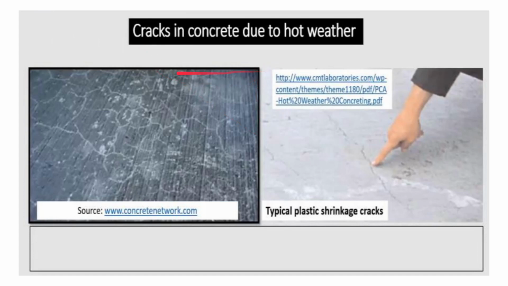So here, as you can see, cracks in concrete due to hot weather. Observe here, these are various types of plastic shrinkage cracks which are occurring. Plastic shrinkage cracks, drying shrinkage cracks, and also thermal cracks are occurring. All types of cracks will occur, which will result in an increase in permeability and more ingress of chloride ions, resulting in corrosion.